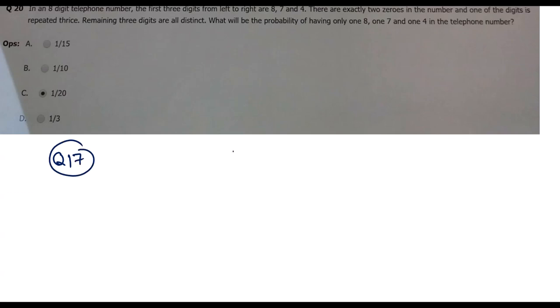17th question C. We have an 8-digit number. Left side is 874. This is fixed. Now you have only 5 slots, my dear friend. For these 5 slots, what's the condition? Two zeros must be there. The two zeros can be in any of the places. For easy understanding, I'm putting the two zeros at one side. It can be any of the places.